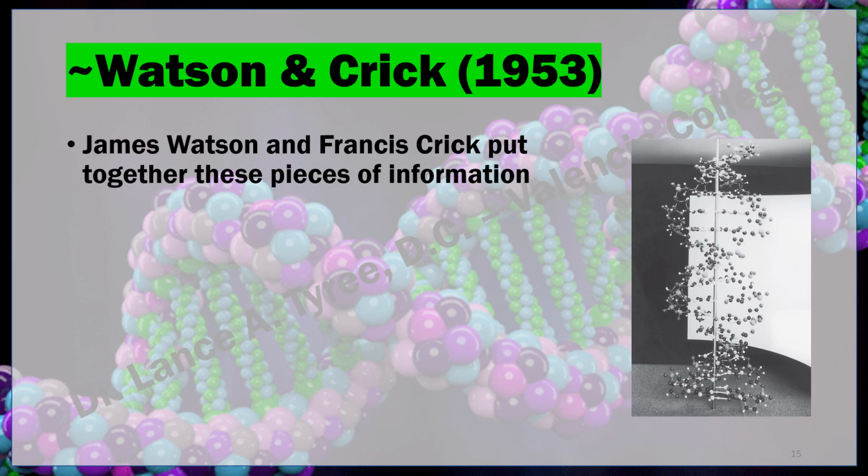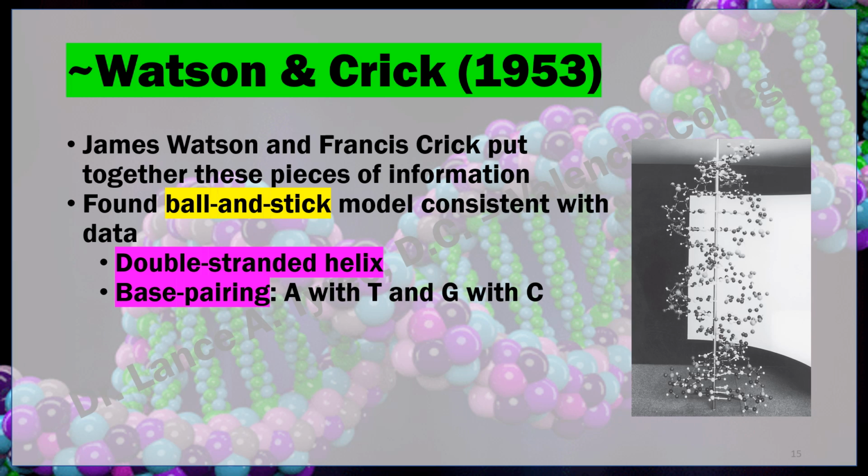Okay, so James Watson and Francis Crick put together these pieces of information, and they found this ball and stick model was consistent with the data. So they said it was a double-stranded helix, and they mentioned base pairing with A and T and C and G.